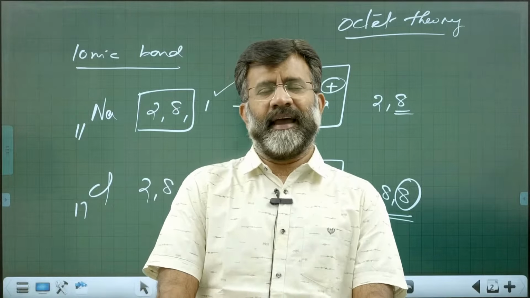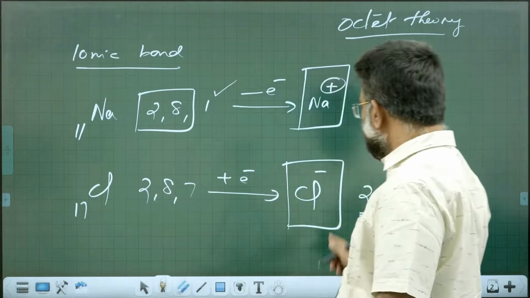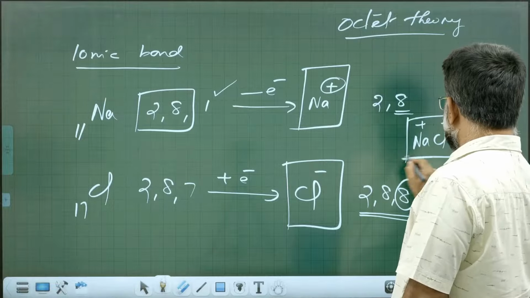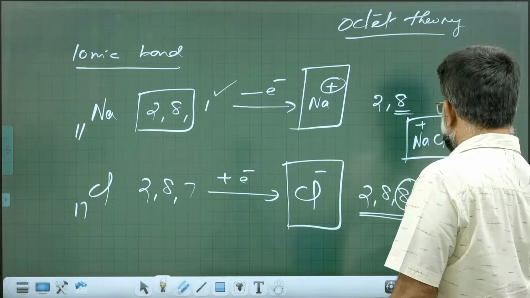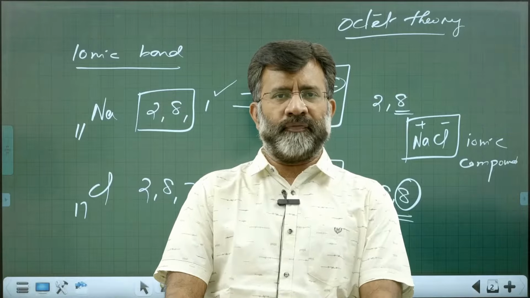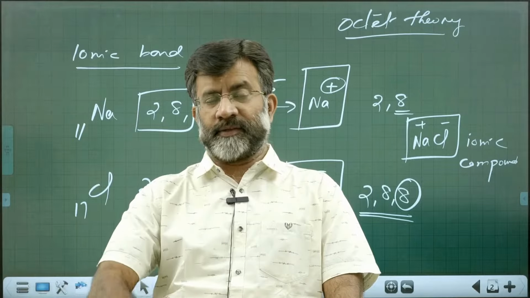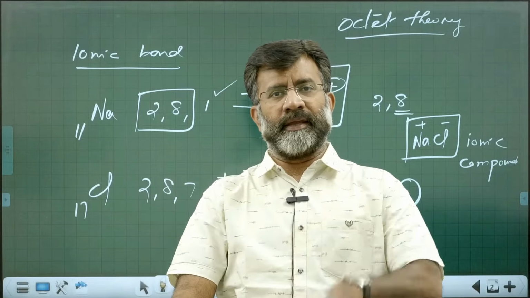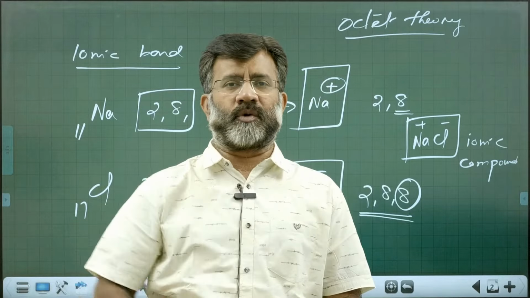Right? And thereby, there is a force of attraction holding the Na+ cation and Cl- anion, and we get an ionic solid, Na+Cl-, which is an ionic compound. An ionic compound is formed by cation and anion, by transfer of one or more electrons from one atom to another. Here, in the case of sodium and chlorine, sodium loses one electron and chlorine gains one electron. So, effectively, we can say one electron is transferred from sodium to chlorine.